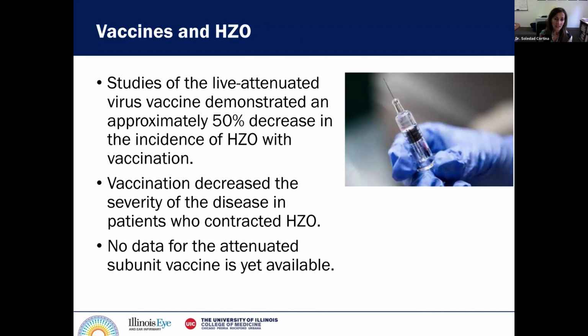The studies looking at the live attenuated vaccine showed approximately a 50% decrease in the incidence of HZO with vaccination. And they showed that vaccination decreases the severity of the disease in patients who contracted HZO, even if they still got it after being vaccinated. We don't have any data for the adjuvant subunit vaccine yet, but we know it's more effective than the live attenuated, so we're expecting even better results.